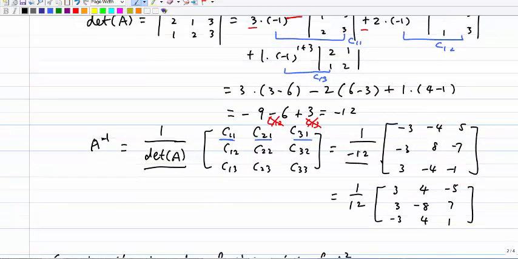Since they have a negative sign over here, you can move the negative sign inside. You put a negative on each entry. You flip the sign of each entry inside the matrix, and you make this positive. Then you have this inverse. Okay. All right.